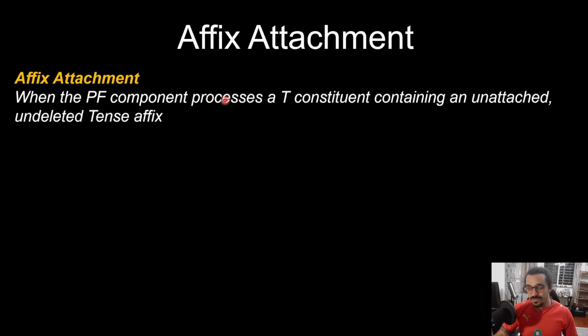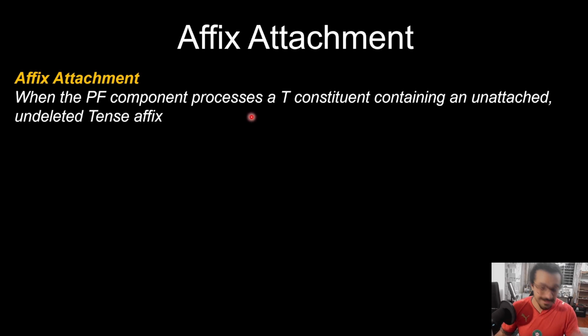Affix attachment is what? It's when the PF, the phonological form component, processes a T constituent containing an unattached, undeleted tense affix. So when we finish the derivation, we send it to the PF component of the grammar, and then it needs to be processed. If there is a T constituent that is not attached to anything, like we've seen in the previous sentence, we have to run it through an algorithm to make sure that it works.